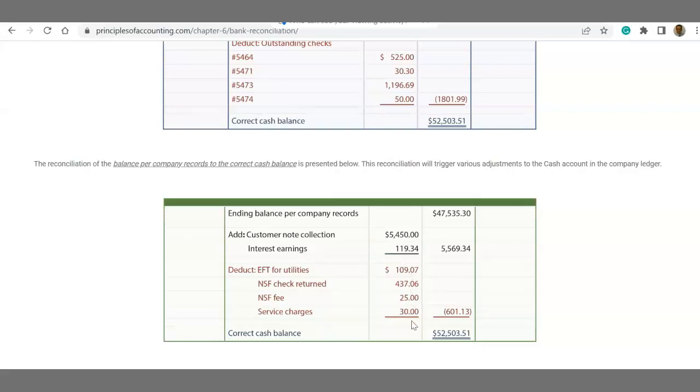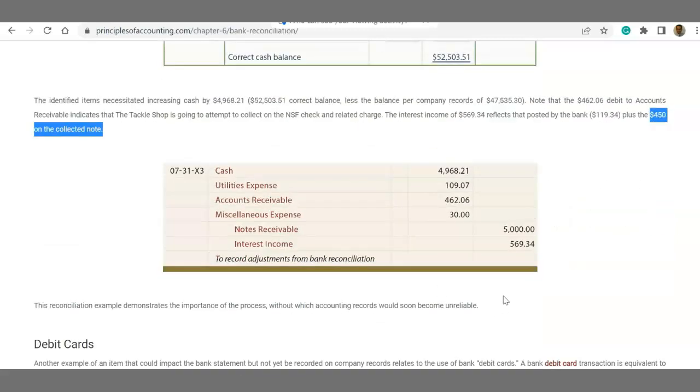And since you are recognizing them one by one, that will also be very easy in future to audit, go after it, verify it. But the way your book is doing it, it's complicated. Here it shows interest income of $569.34, which you cannot find anywhere. Cash of $4,968, you cannot find it anywhere. Miscellaneous, this one you can, but not the other two numbers. So this one is hard. Any question?